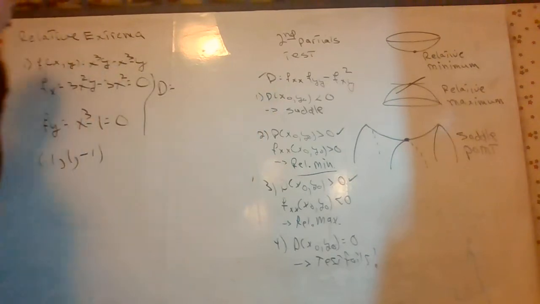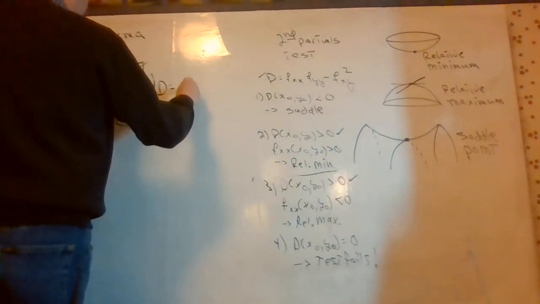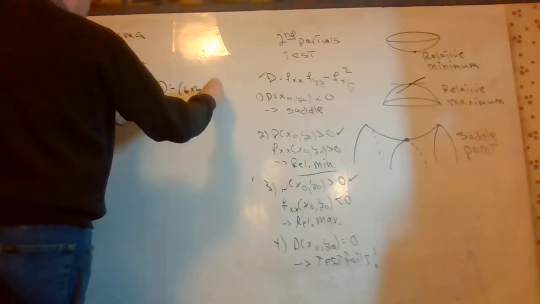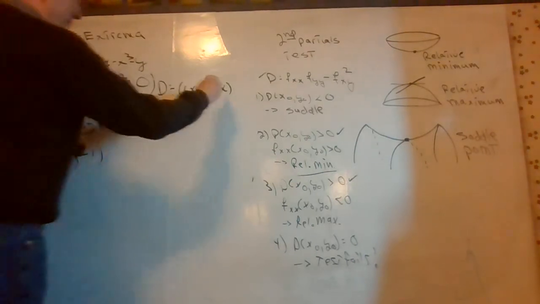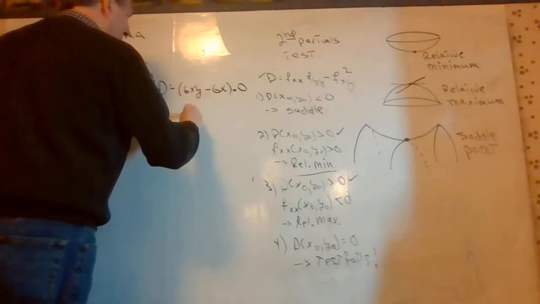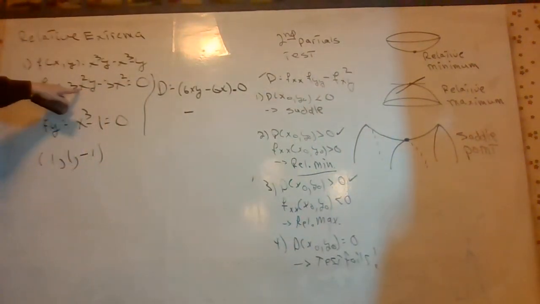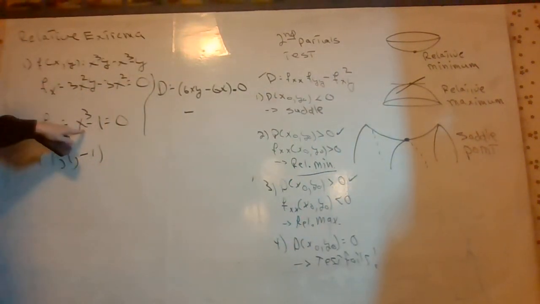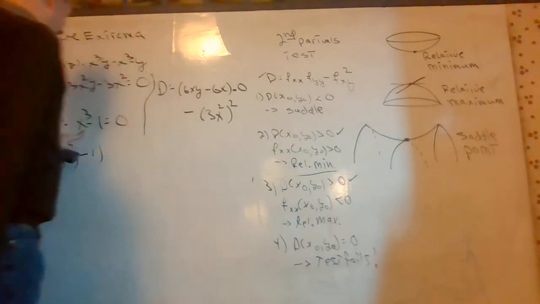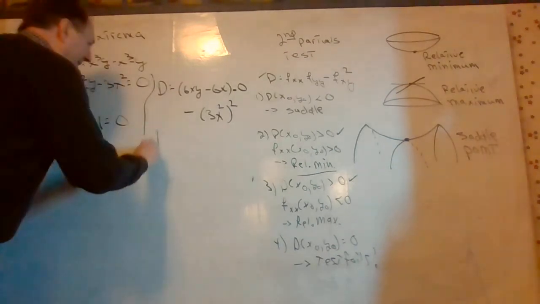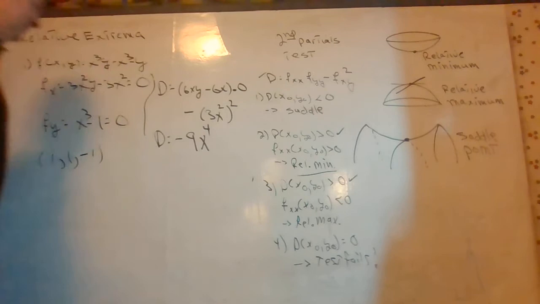D is equal to the second x partial. Need to take a partial of this. And we get 6xy minus 6x, times the second y partial, which is 0, minus the mixed partial. You could do an x partial of this or a y partial of that. I'll do an x partial of that, a little easier. 3x squared, squared. And so in any event, D simplifies to negative 9x to the 4th.